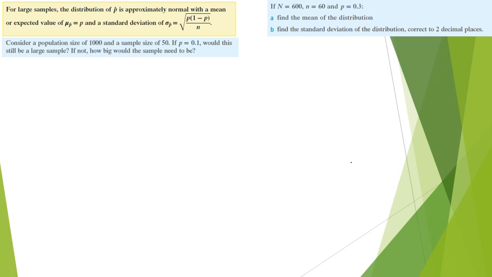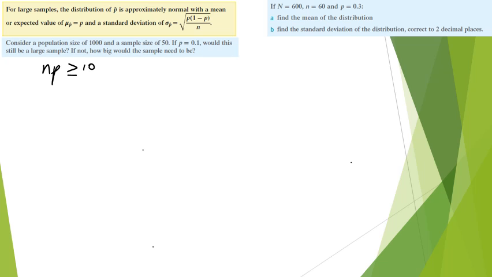So consider a population size of 1,000 and a sample size of 50. If p is equal to 0.1, would this still be a large sample size? If not, how big would the sample size be? So if the sample size is large, then np should be greater than or equal to 10, sorry. So what we need to do is check whether or not this works.